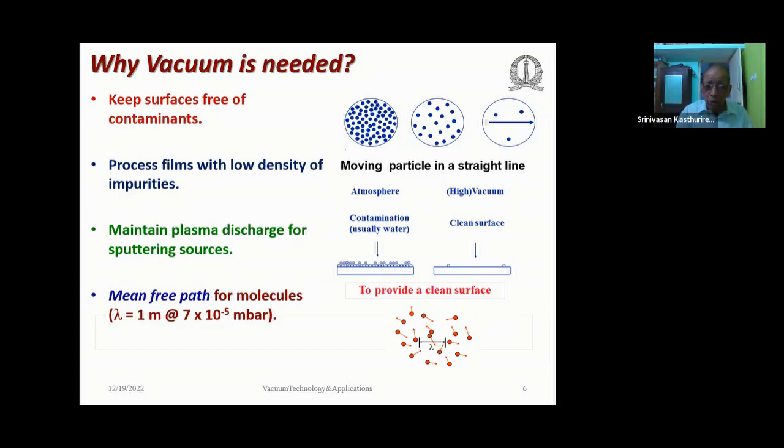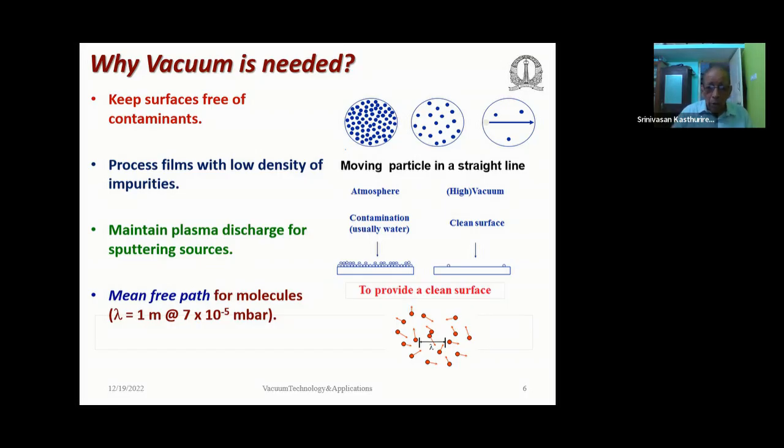So we can define a parameter called mean free path. What is mean free path? Mean free path refers to the average distance a molecule moves between 2 collisions. Suppose I collide here, I collide here, then you keep on counting how much is the average distance that the molecule moves between the collisions. You call that as mean free path.